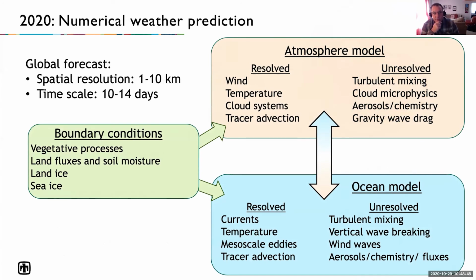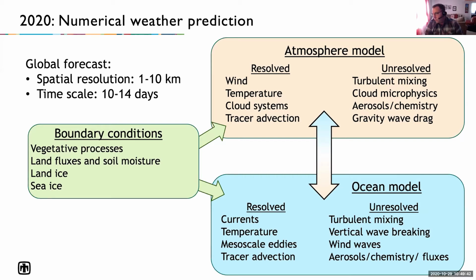The state of numerical weather prediction: we can run a global spatial resolution of between 1 and 10 kilometers on a time scale of 10 to 14 days. And at these time scales, you need a coupled atmosphere and ocean model, but each model component has resolved scales and unresolved scales. For example, we have no chance of resolving the nanometer shapes of aerosol particles in the atmosphere. So those get parameterized as unresolved processes. But also at these time scales for weather prediction, you have the luxury of being able to assume boundary conditions for things that are relatively slow on this time scale, and you don't have to simulate them. So vegetative processes and land fluxes of soil moisture can be simulated by data instead of having to be computationally prognosed.